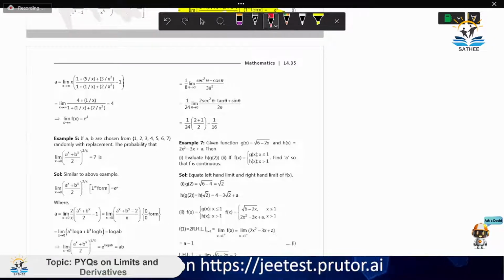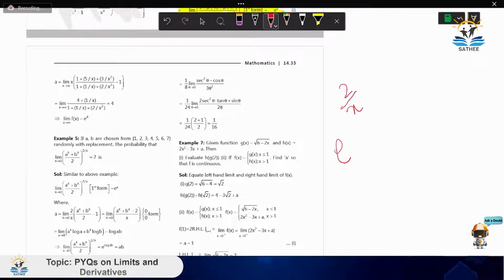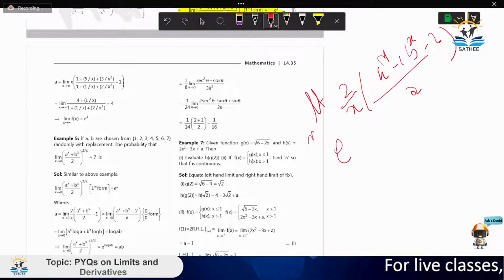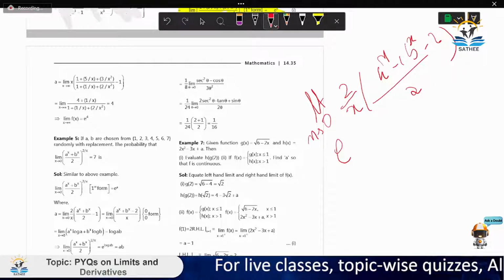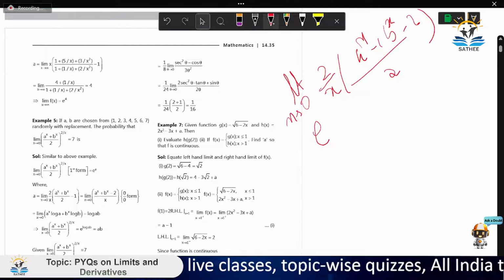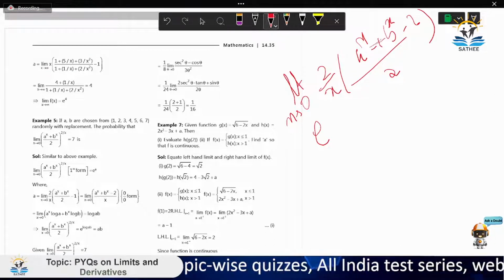So first case, if x tends to 0, right? And this is again our 1 to the power infinity form, right? So we are left with e to the power 2 by x into ax plus bx minus 2 by 2, where limit x tends to 0. So this is what we are doing here.